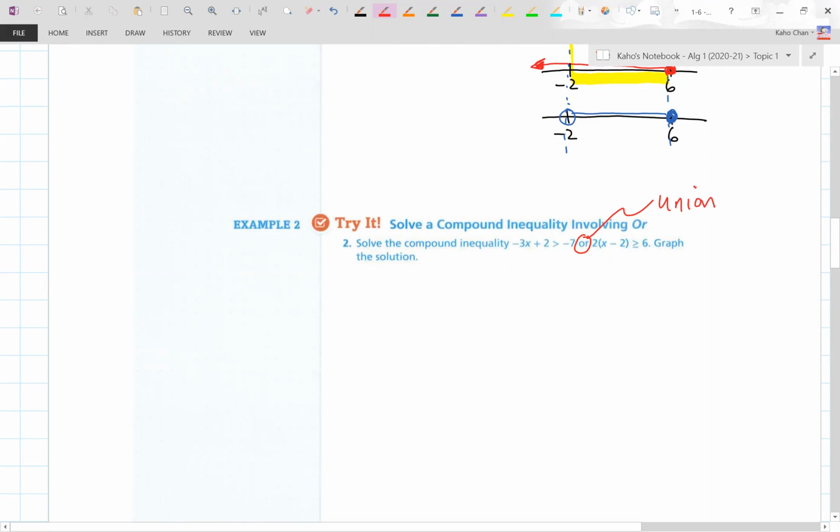All right, before we can actually graph this, we have to separate this compound inequality and solve it individually. I'm going to do the left side, writing a little bigger so you can see it, and the right side. On the left, I'm going to go ahead and isolate x. Subtract 2 from both sides. That leaves me with negative 3x is greater than negative 9. Divide through by negative 3.